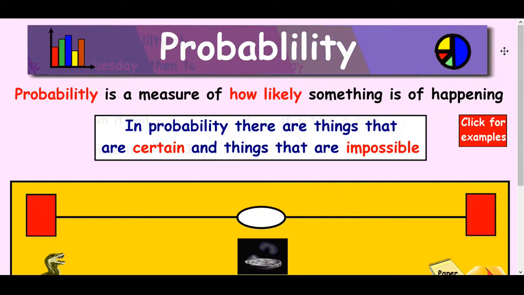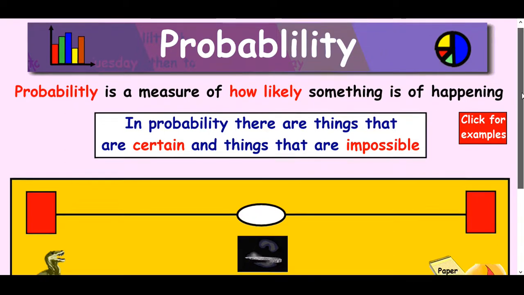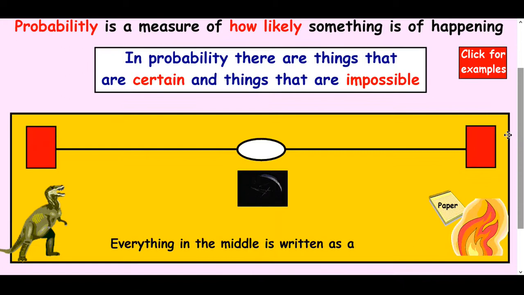Hi there. In this lesson, we're going to look at something called probability. So as you can see on the screen, we've got probability as a measure of how likely something is to happen. And I've got a wee diagram down here of what's called a probability line. It tries to help us sort out the ideas behind this.